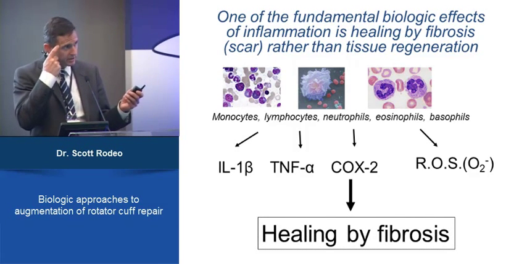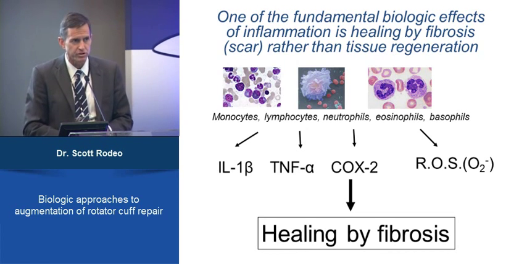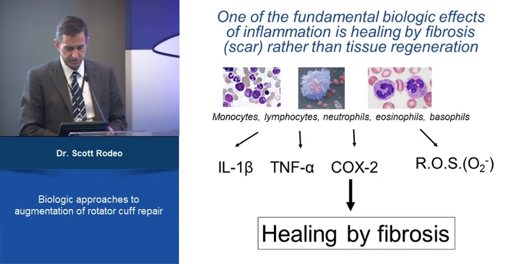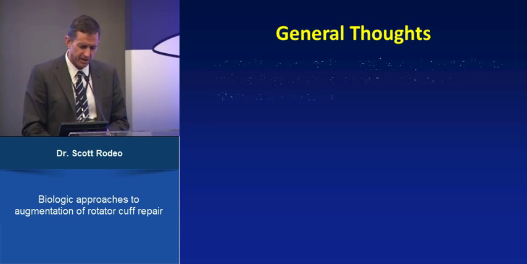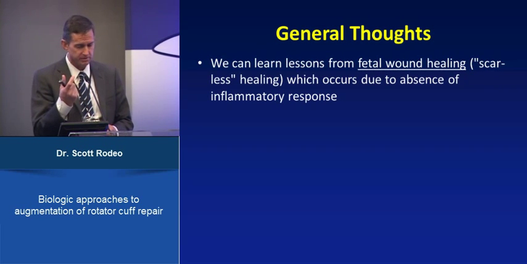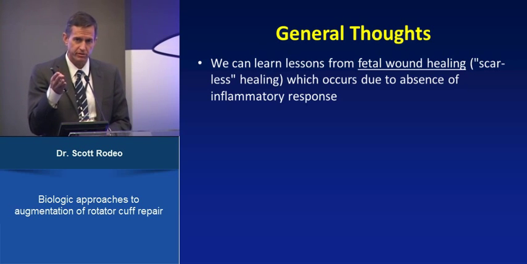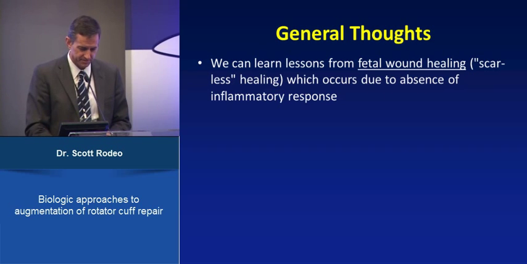So when we repair a tendon, we are getting really this fibrosis, this scar forming, rather than regenerating a normal complex insertion site. So some thoughts about that. I think we can learn lessons from fetal wound healing, so-called scarless healing, which occurs due to the absence of an inflammatory response. In the developing embryo, before birth, if a wound is made, that tissue regenerates in a scarless fashion. It's a fascinating process.